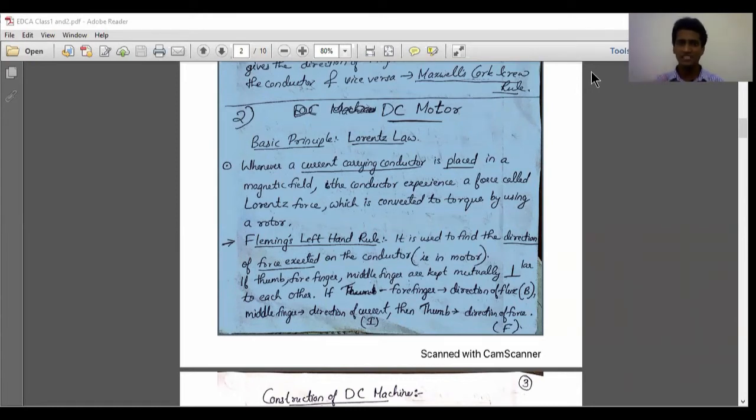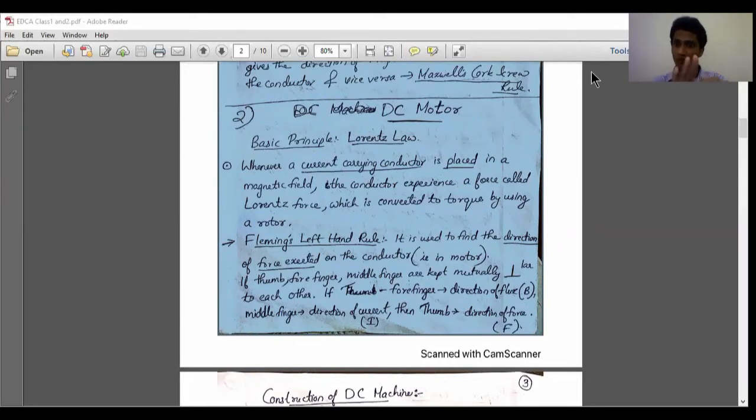Similarly, in case of DC motor, should we move the conductor in magnetic field? No, because we don't want to apply mechanical energy. So keep the conductor in magnetic field. What type of conductor? Current carrying conductor. Current carrying conductor means we are applying electrical energy to my machine. Then what should happen? Then DC motor should give a mechanical output. That means there should be some motion for this conductor.